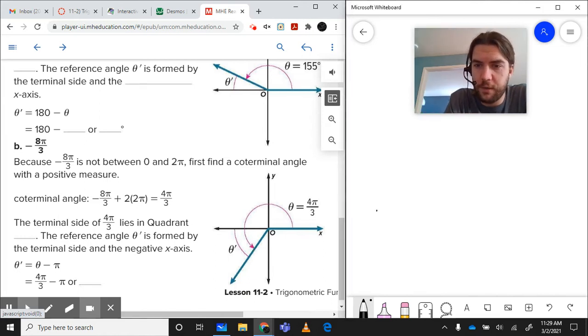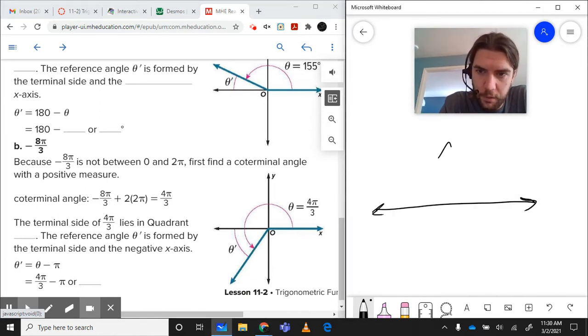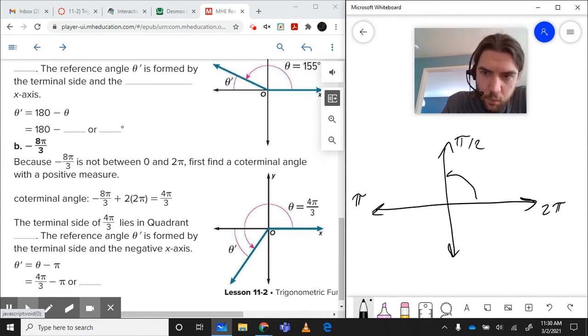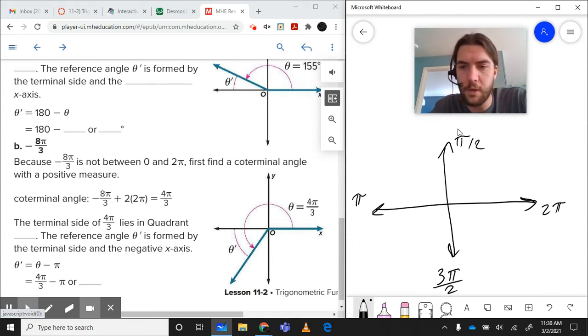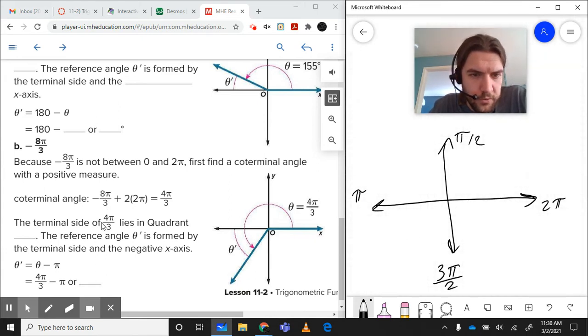So we want to remember, in terms of radians, where we are in each direction. Going halfway around is going pi radians. Going all the way around is going 2 pi radians. A quarter of the way would be pi over 2. And if we go 1, 2, 3 quarters, then we should be going 3 pi over 2. So those are our reference quadrantal angles within the radian system. They're saying the terminal side of 4 pi over 3 lies in quadrant 3.